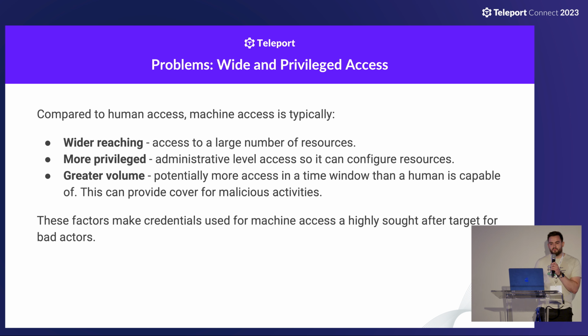Machine access is typically more privileged. Your engineers might start off with only the ability to connect to a machine and read some log information. You might even be using Teleport and access requests to request more privileged access when it's required. But your CI/CD platforms are going to require some level of privileged access in order to deploy new versions.